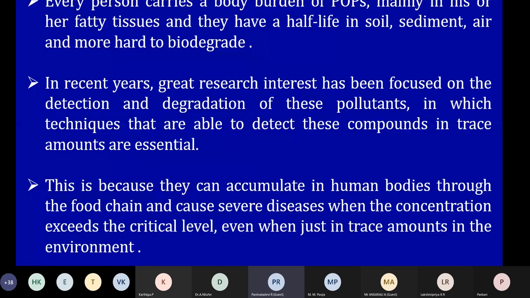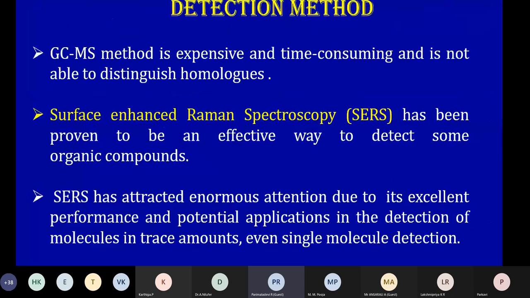This is because they can accumulate in human bodies through the food chain and cause severe disease when the concentration exceeds a critical level, even when just in trace amounts in the environment. So the detection method for these pollutants is very important.